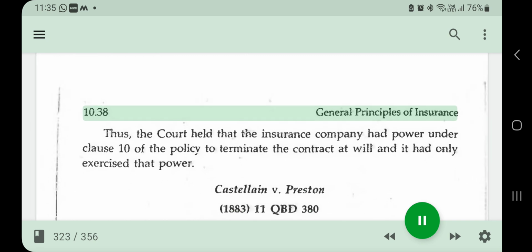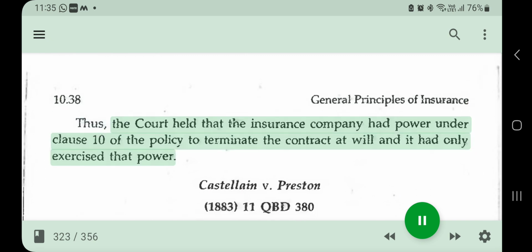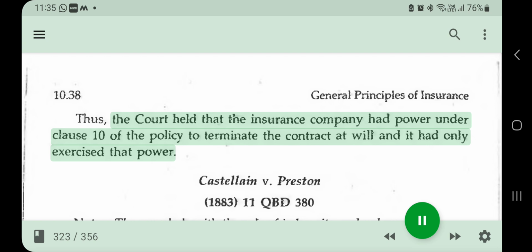10.38 General Principles of Insurance. Thus, the court held that the insurance company had power under Clause 10 of the policy to terminate the contract at will, and it had only exercised that power.